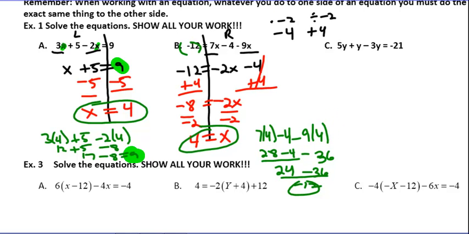Example C, the last one, looks a little bit different than the previous ones. Ooh, what happened there? Let me erase that line.